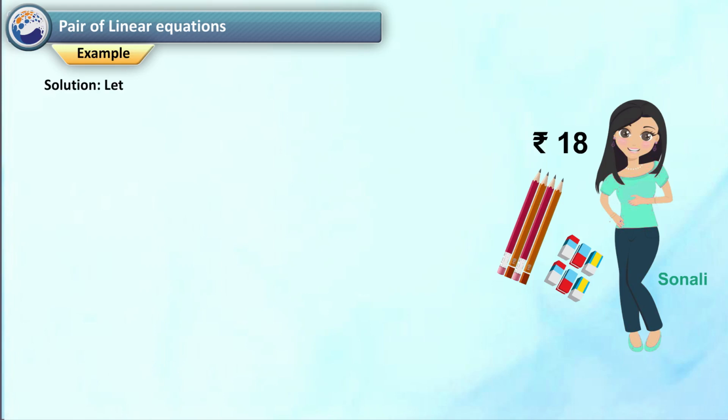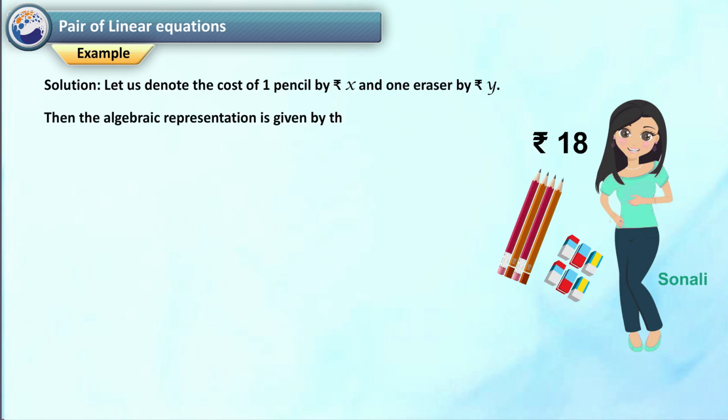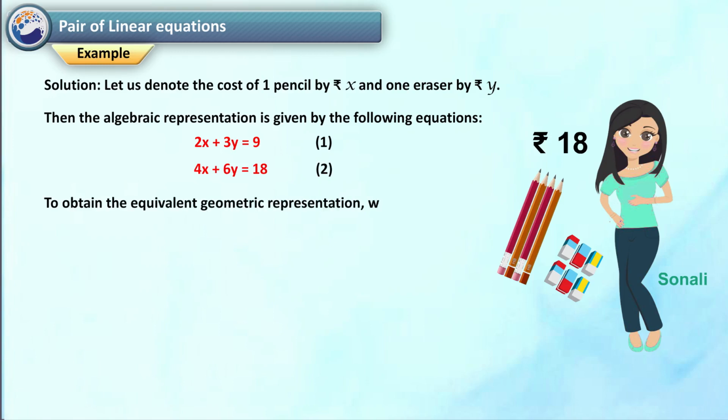Solution. Let us denote the cost of 1 pencil by rupees x and 1 eraser by rupees y. Then the algebraic representation is given by the following equations. 2x plus 3y is equal to 9, equation 1, and 4x plus 6y is equal to 18, equation 2. To obtain the equivalent geometric representation, we find 2 points on the line representing each equation.